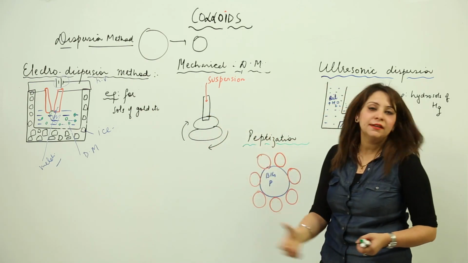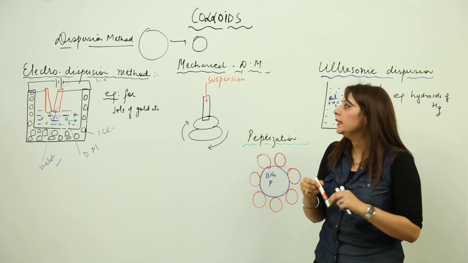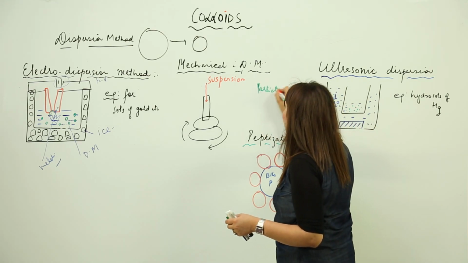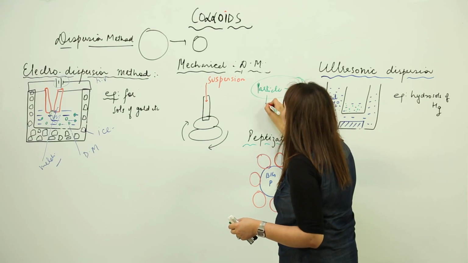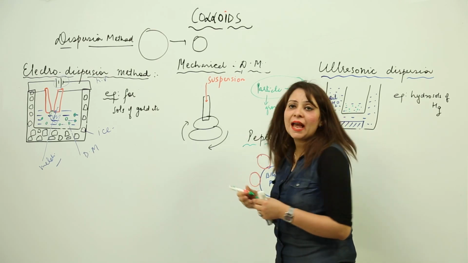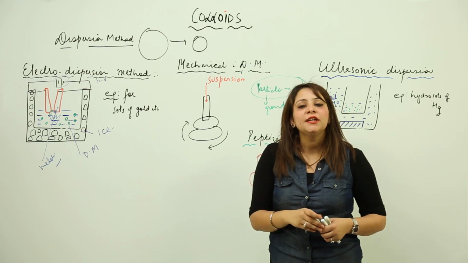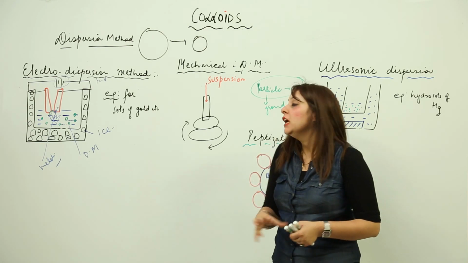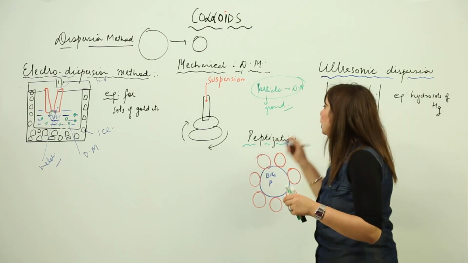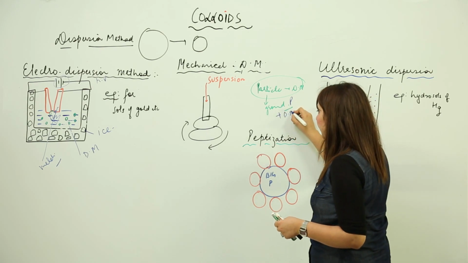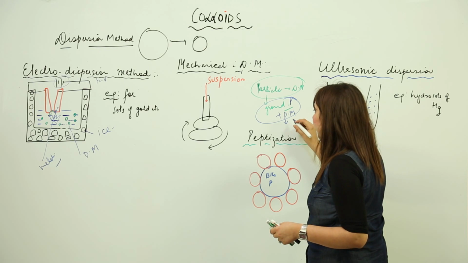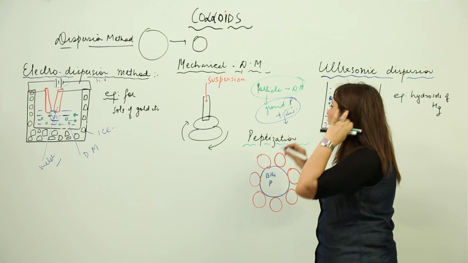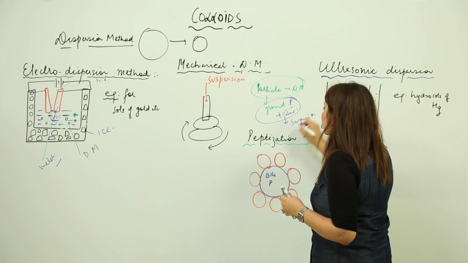Second we have the mechanical dispersion method, right? So what do we do in this case? First, we have the particles which we have to disperse in the dispersion medium. We first grind these particles as fine as we can. Then these ground particles are put into the dispersion medium, or a solvent, and as we mix them in the solvent, we get a suspension.